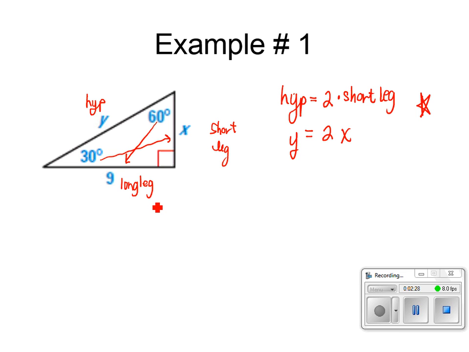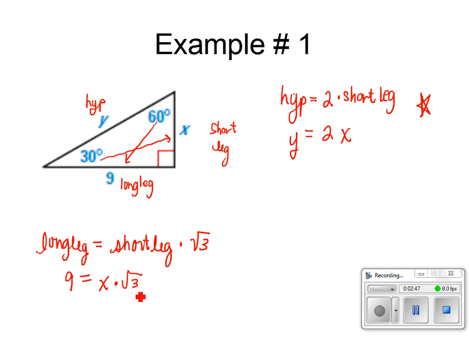So now we need to use the other formula, which is long leg equals short leg times the square root of 3. So the long leg we know is 9. The short leg we know is x, times the square root of 3. Now, how do I get x alone? Well, I got to use my rules of solving. I divide by the square root of 3.